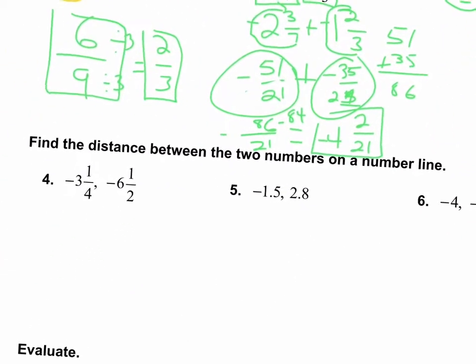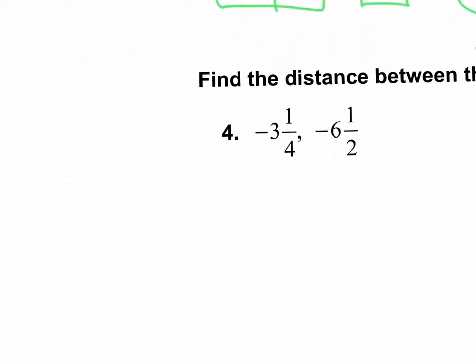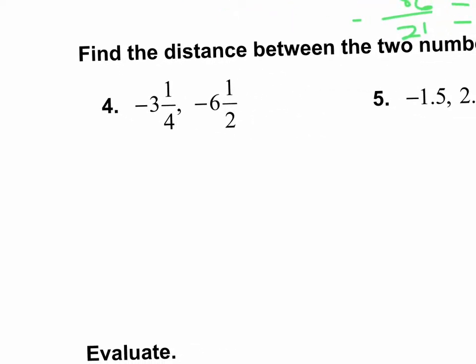Okay, so find the distance between the two numbers on a number line. You are going to go ahead and subtract them. So you're going to take negative 3 1/4 minus negative 6 1/2. First step, you see a double negative, we change that to a positive. Then we go through the steps just like before.